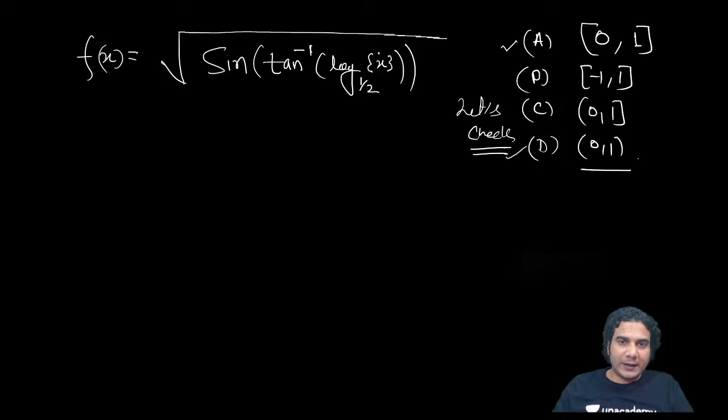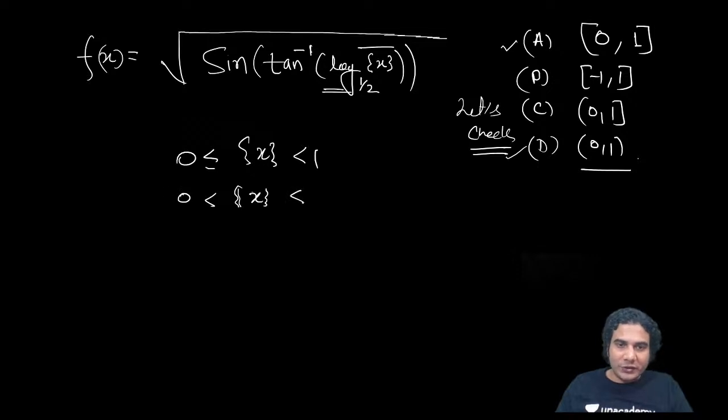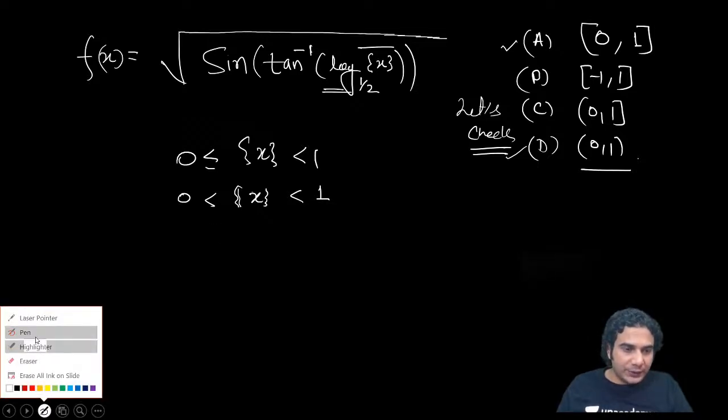I'll start with the fractional part function. So the fractional part of x we all know is between 0 and 1. Now we need to put log, but we can't put log on 0. So that means we need to remove 0. No problem, because 0 is not in the domain. So remove 0 from the range of the fractional part and put the log on the remaining values.